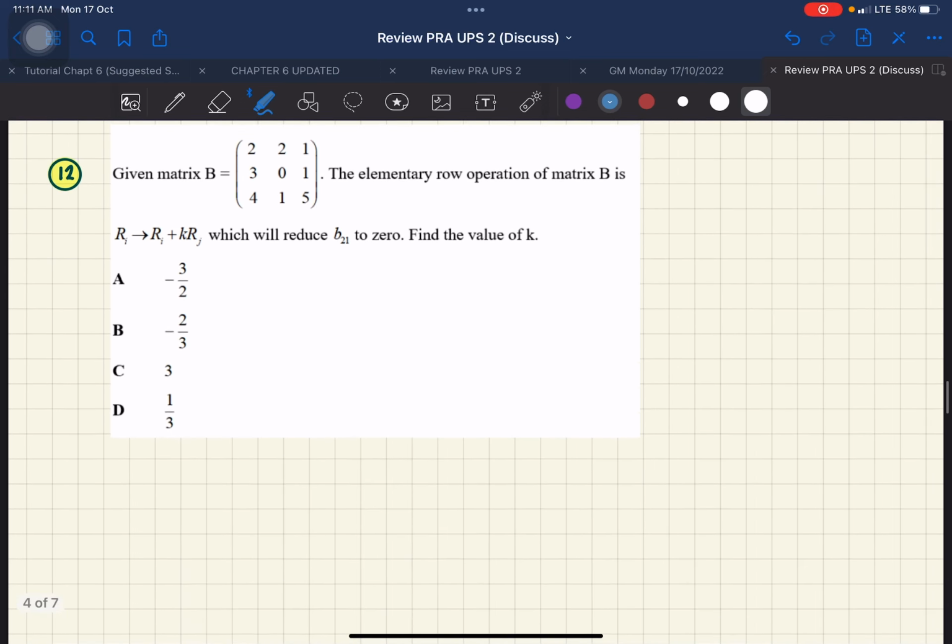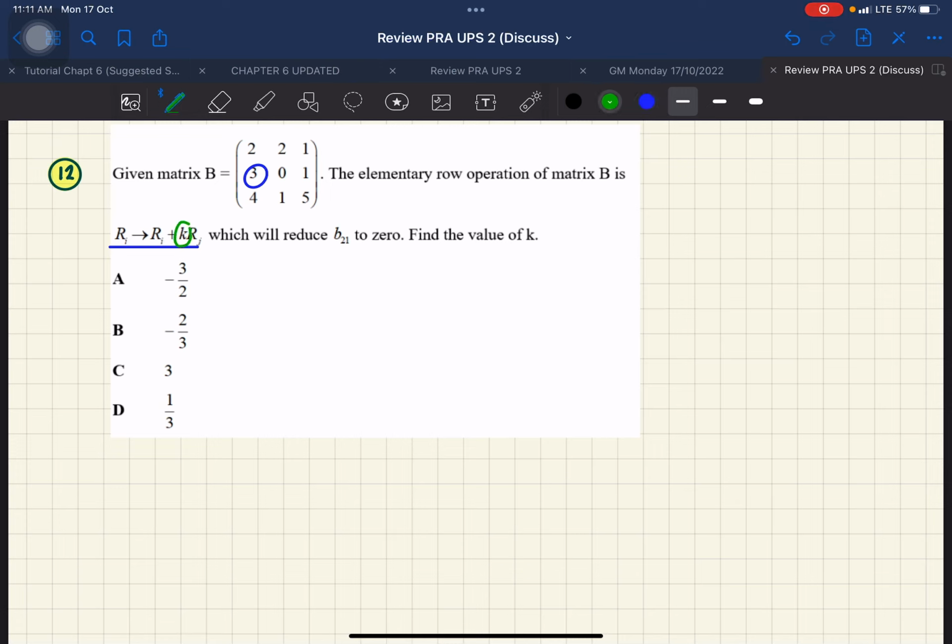Okay. So, next one. Number 12. Given matrix B. Okay. And then the elementary row operation of matrix B is this one. This is the row operation, which will be reduced B2, 1, 2, 0. So, row 2, column number 1 is this one. So, kita nak jadikan yang ini kosong lah. Itu kita punya aim sekarang ni. Okay. So, kita nak kena buat apa sekarang? Kita nak cari nilai K yang boleh menjadikan dia kosong.